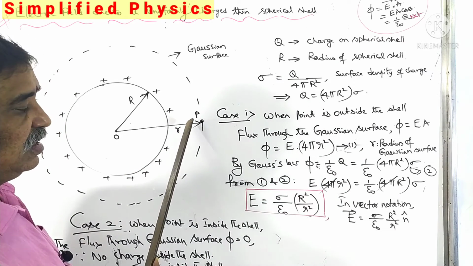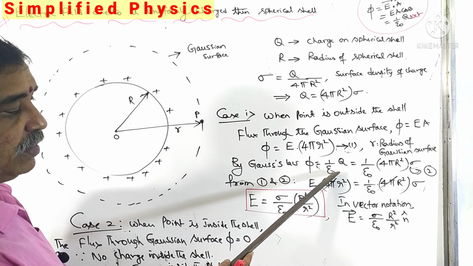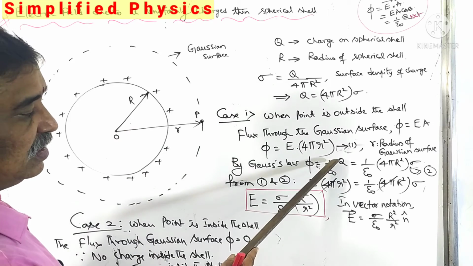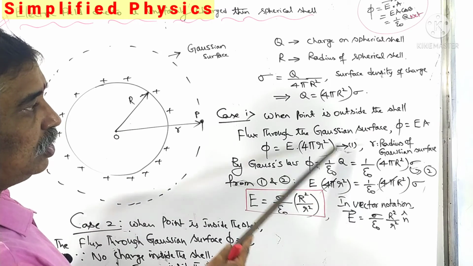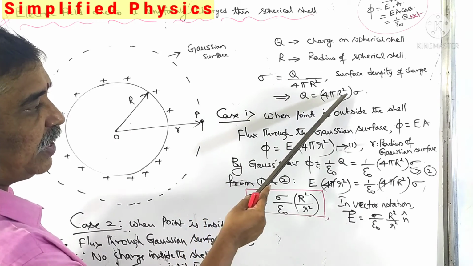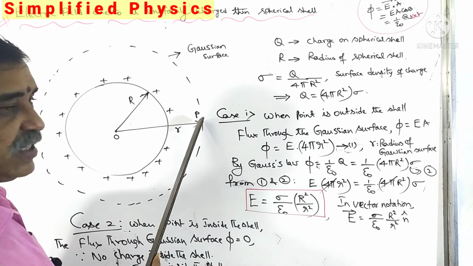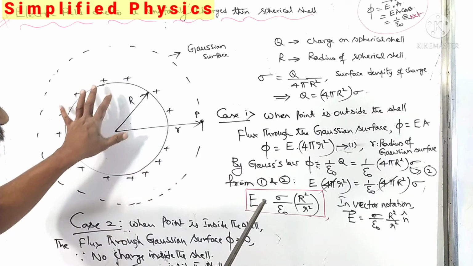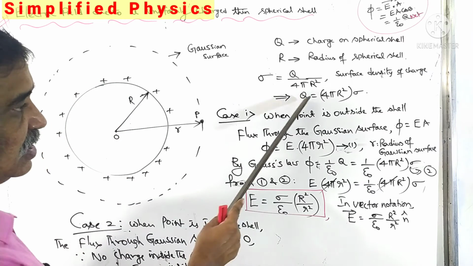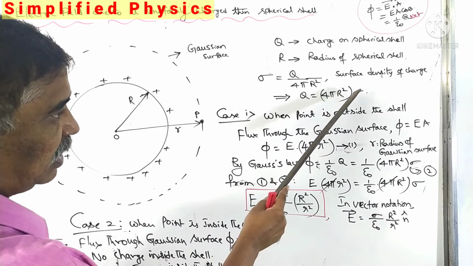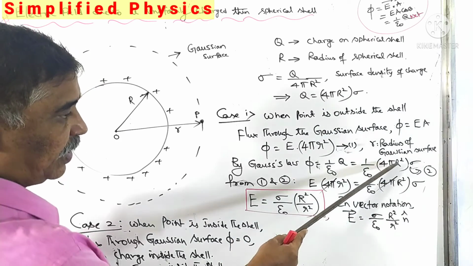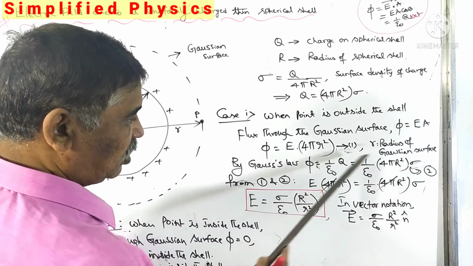By Gauss's law, flux phi is equal to 1 by epsilon naught times the charge enclosed within the Gaussian surface, so 1 by epsilon naught times Q. Q I have replaced by 4 pi r square sigma, because the charge present inside the Gaussian surface is the charge on the spherical shell. That charge is 4 pi capital R square sigma, named as equation 2.